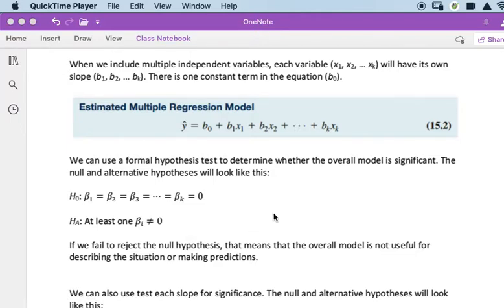If we fail to reject the null hypothesis for this test, and we can't determine that our overall model is significant, then we really don't want to use this model for describing the situation or making predictions.